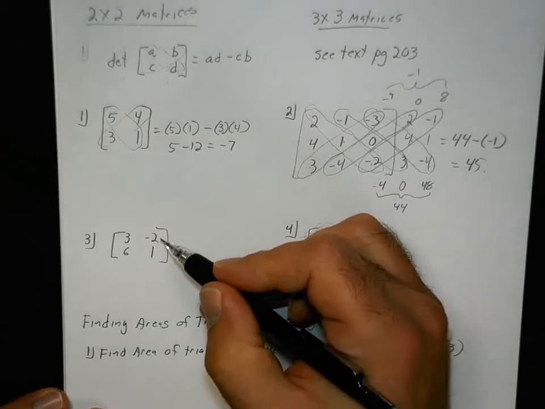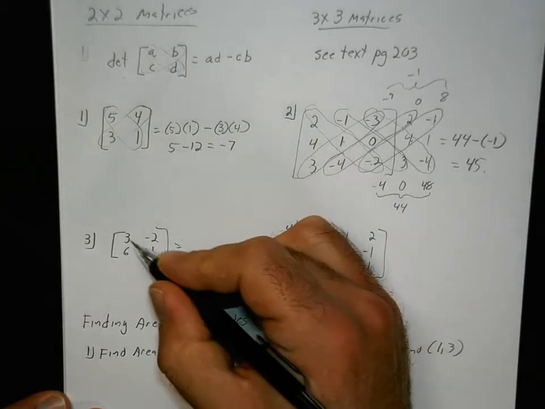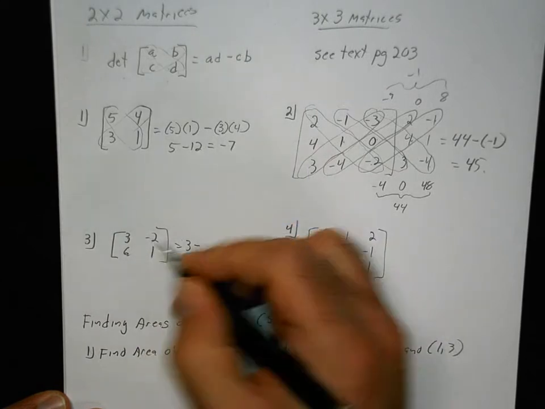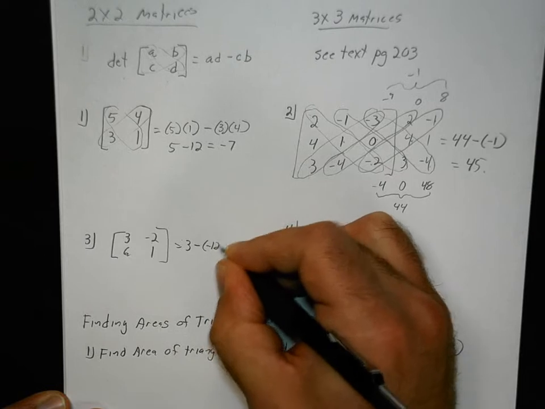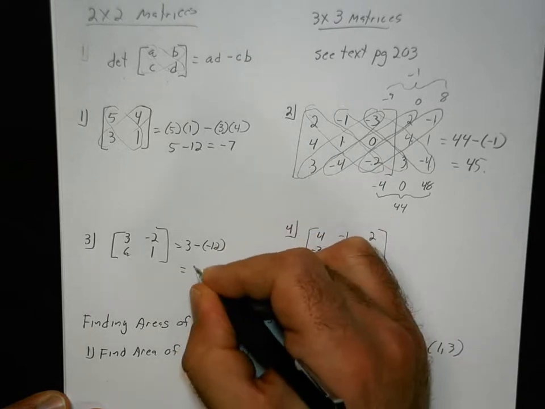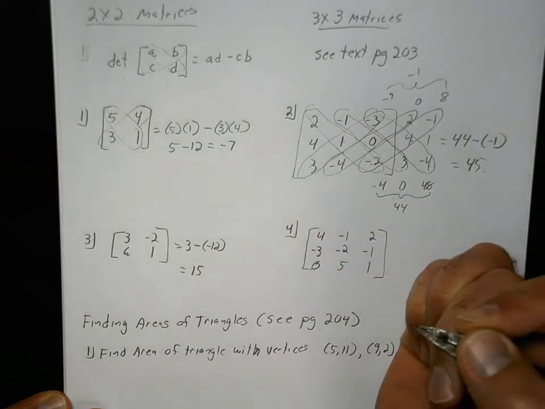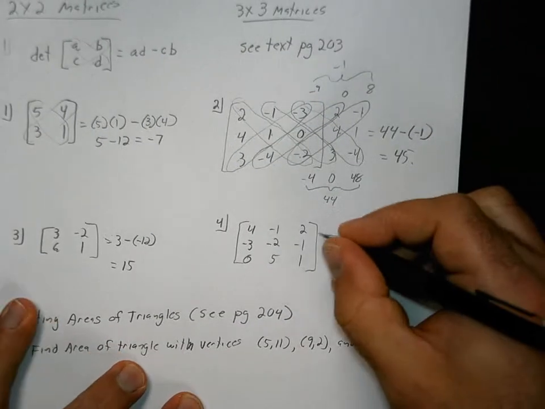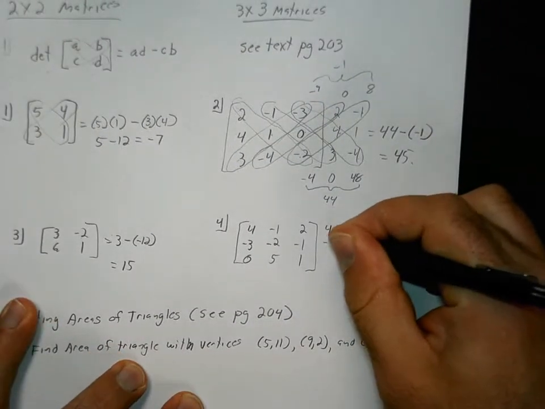Okay, so the 2 by 2, let's see, we got 3 times 1 is 3, minus 6 times 2 is negative 12, so 3 minus negative 12 is 15 on that one. The 3 by 3, let's rewrite the first column.